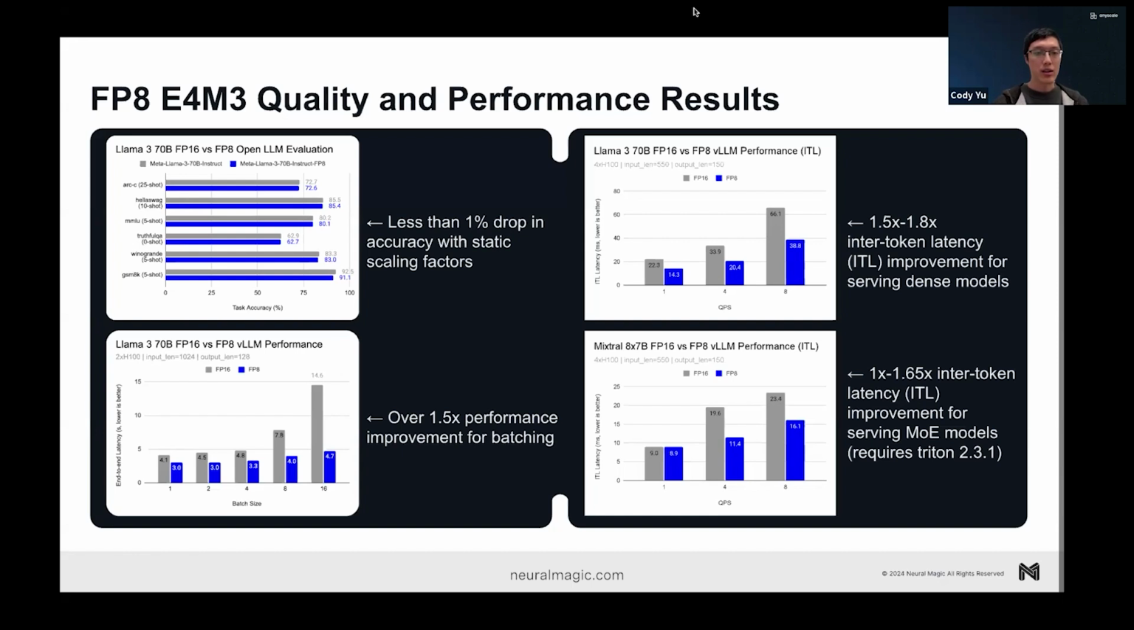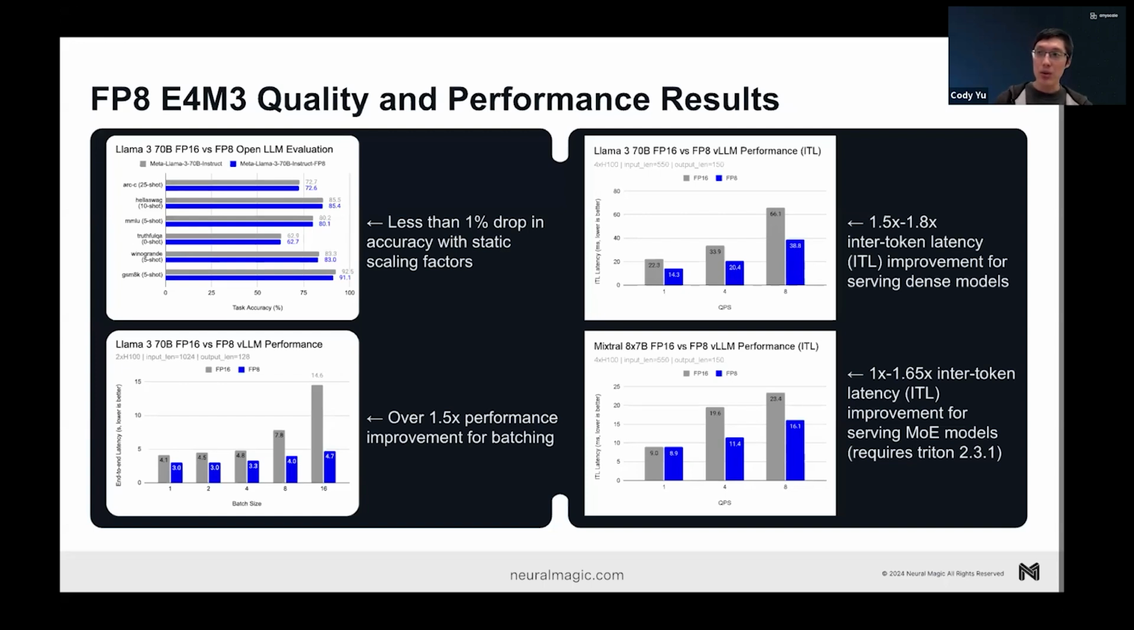And we can see the bottom left figure. This shows the Llama 3 70B FP16 versus FP8 performance for offline batching, and you can see we can achieve an overall 1.5x performance improvement in this case. Then for the two figures on the right-hand side, we show the ITL, inter-token latency, or 1 divided by this, which is the token generation throughput. We can see a 1.5x to 1.8x improvement for the Llama 70B model, or the general dense transformer model. And we can also see a 1 to 1.65x improvement for the MOE model.